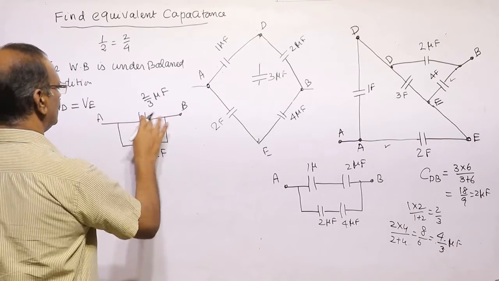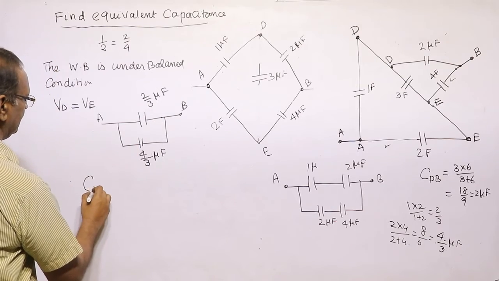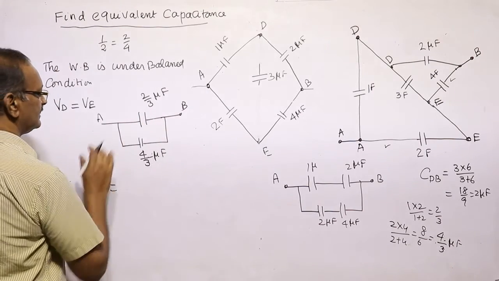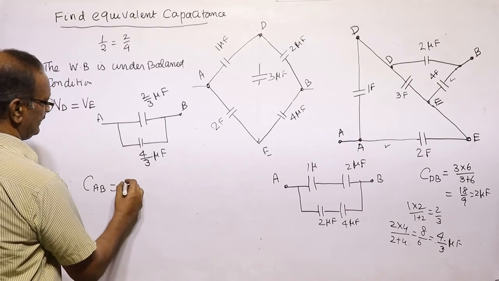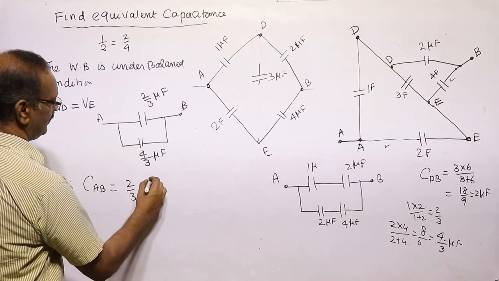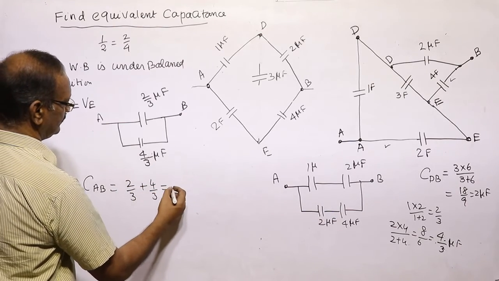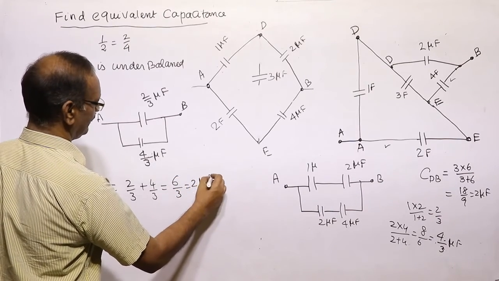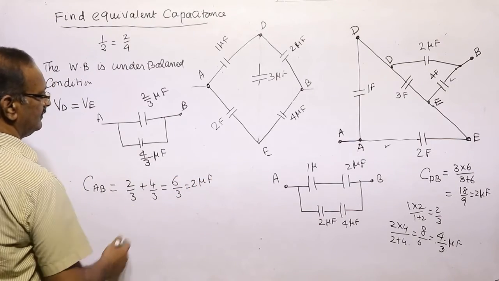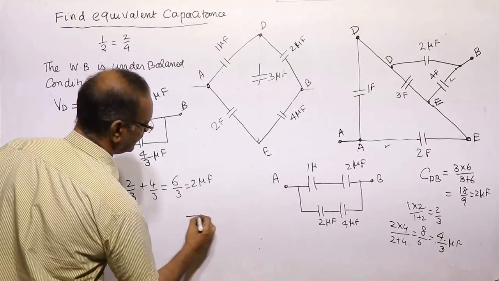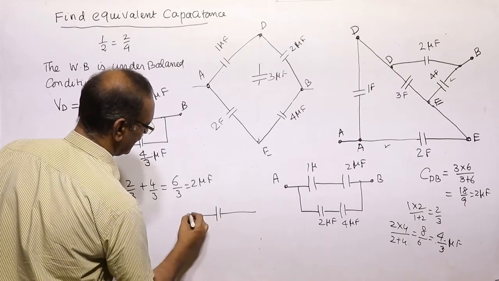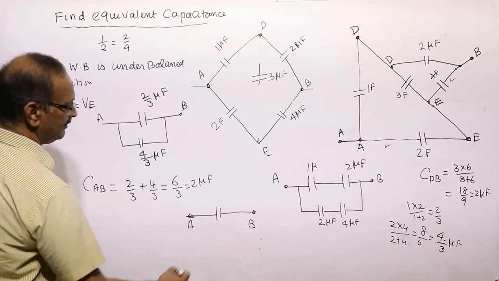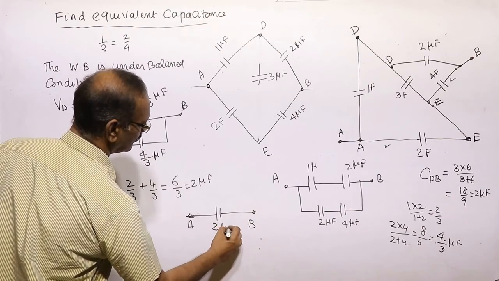It means these both are in parallel. Parallel means this capacitor and this capacitor will be added. That is 2 by 3 plus 4 by 3 is equal to 6 by 3, which is equal to 2 microfarad. So the equivalent circuit is between A and B. The equivalent capacitance between A and B is equal to 2 microfarad.